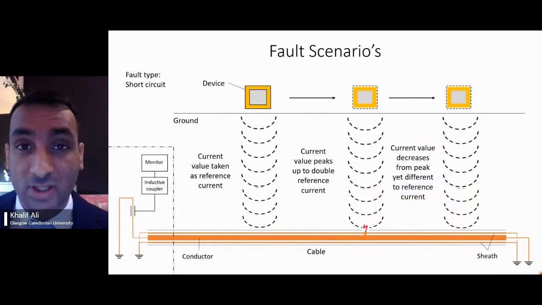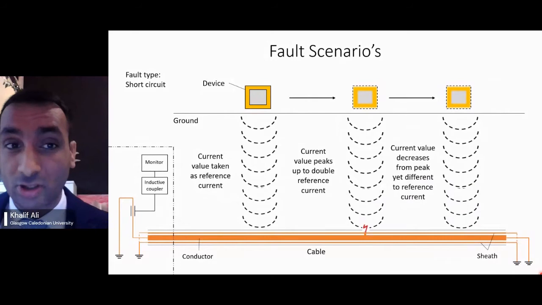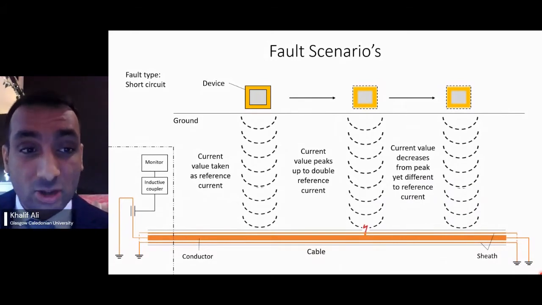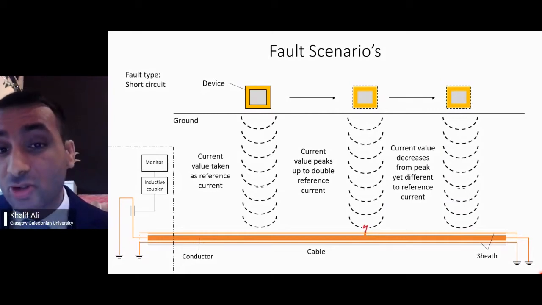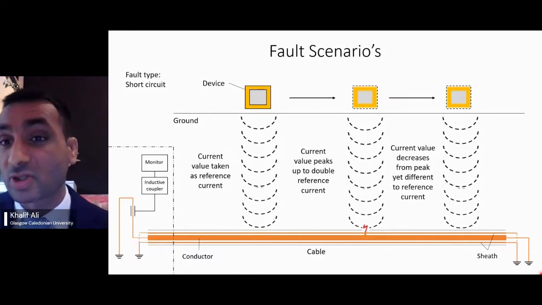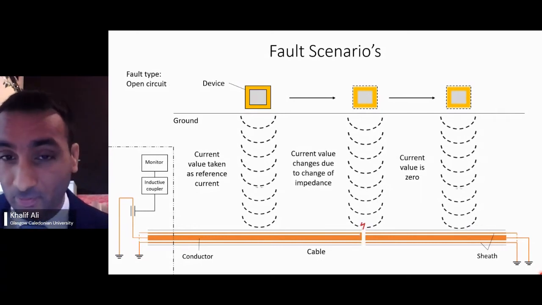This is a short circuit fault scenario, and as we see in the diagram, the cable conductor is being monitored, although the device can also be monitored as well. And the current induced into the cable can be monitored, and the value can be taken as a reference current. When the device moves to the top of the fault, the current value in the cable may peak up to double the reference current. And then when the device moves to the right-hand side of the fault, or the other side of the fault, the current value would decrease from the peak, yet be different to the reference current.